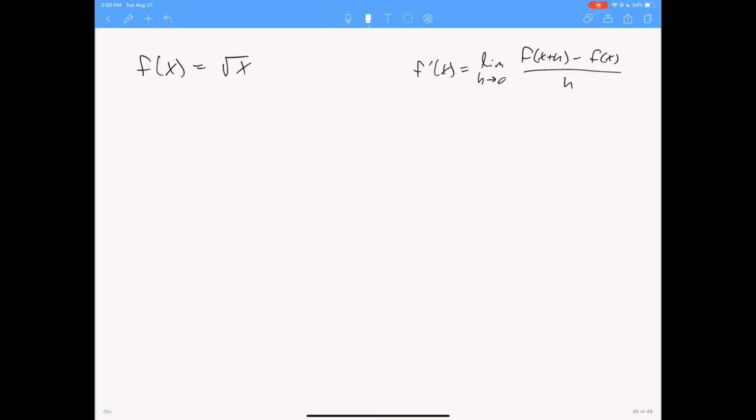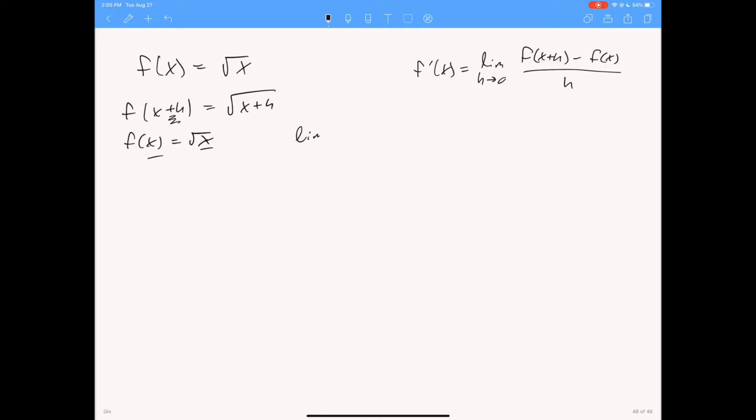Hello, this will be a quick video on finding the derivative of root x using the limit definition. So first, let's find f of x plus h. Since f of x is root x, f of x plus h will be root x plus h. Wherever we see x, we replace it with x plus h. So let's actually write out the formula.